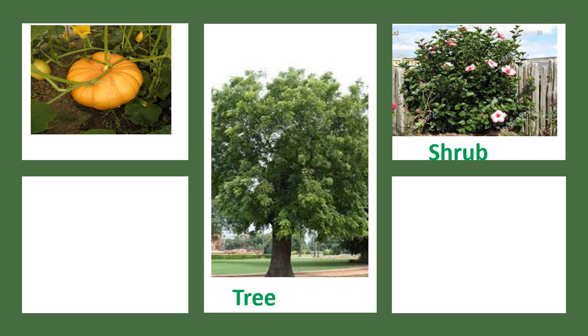What about this one? The pumpkin plant. It has thin, long, weak stems and they spread on the ground. It's a creeper. Can you spell it? Creeper. Cree, C-R-E-E, per, P-E-R.